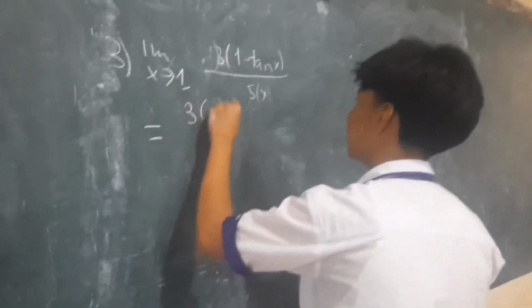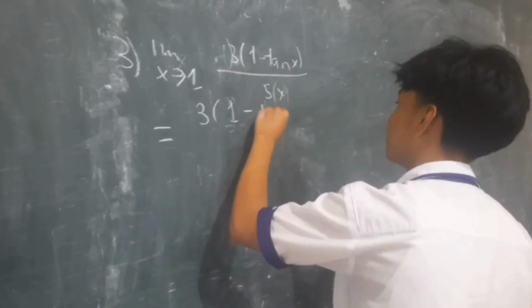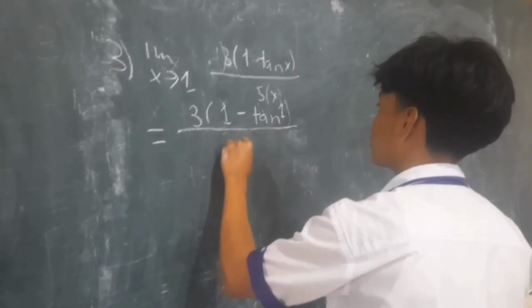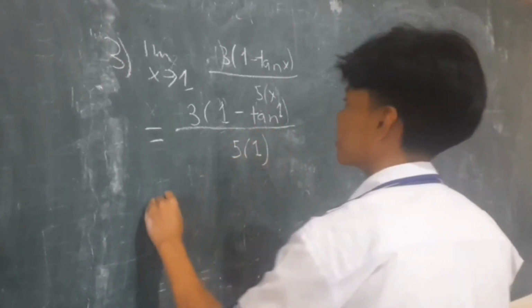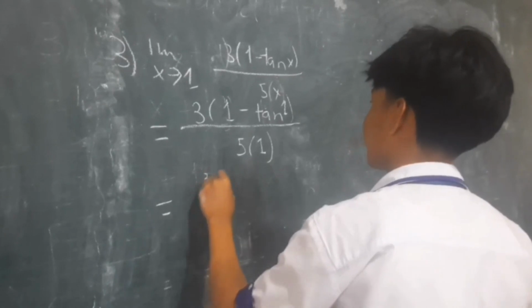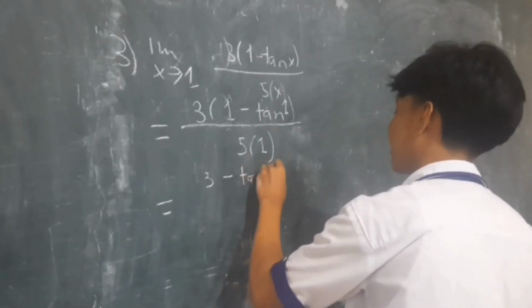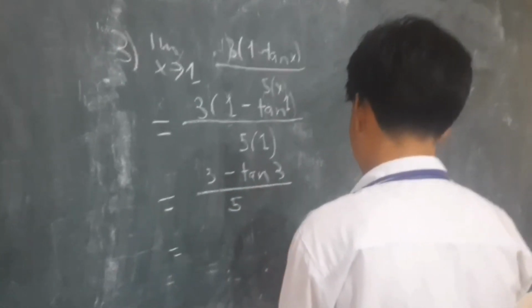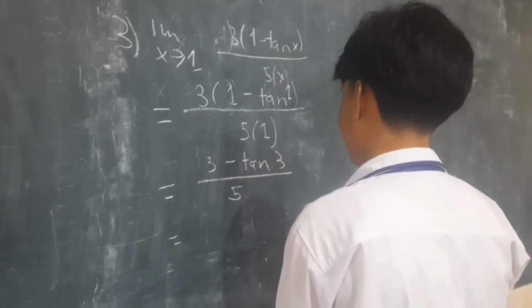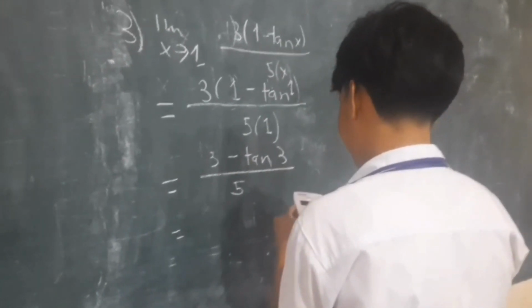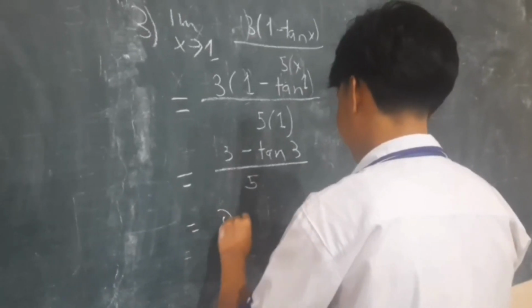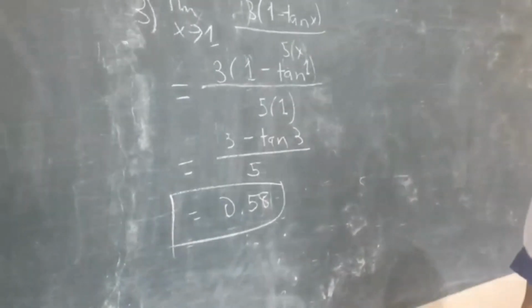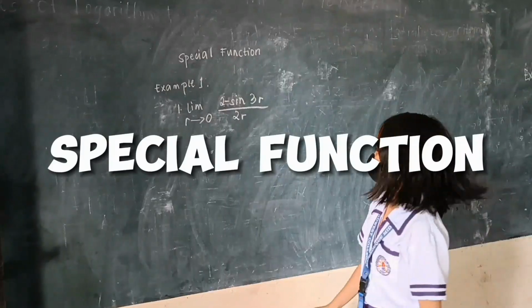For the last example, we're going to find the limit of 3 times 1 minus tangent x over 5x as x approaches 1. We're going to substitute the value of x to 1 and press 3 times 1 minus tangent 1 over 5 in the calculator. The answer will be 0.58. Therefore, the limit of 3 times 1 minus tangent x over 5x as x approaches 1 is equal to 0.58.